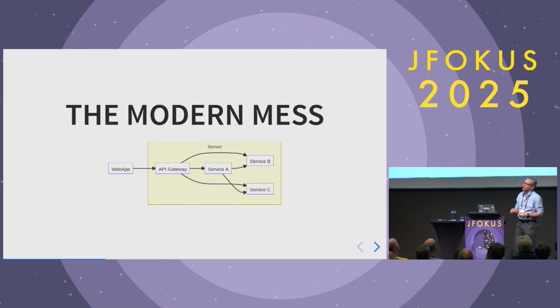And it has led to the mess of the modern architecture. This is a simple example from things I've seen. It means that we have a web app and it talks to a number of services, but they can't talk directly to them, so we have an API gateway.